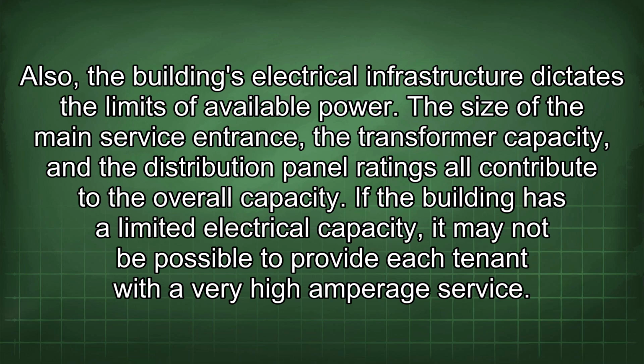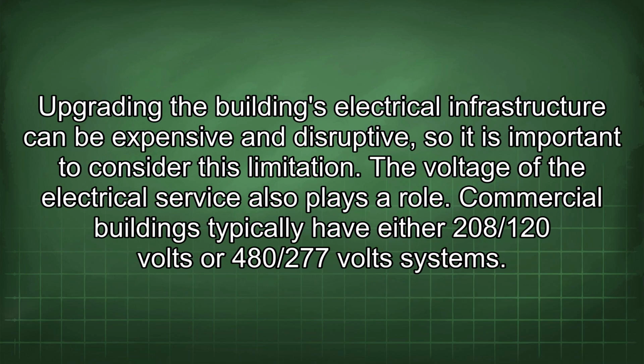Also, the building's electrical infrastructure dictates the limits of available power. The size of the main service entrance, the transformer capacity, and the distribution panel ratings all contribute to the overall capacity. If the building has a limited electrical capacity, it may not be possible to provide each tenant with a very high amperage service. Upgrading the building's electrical infrastructure can be expensive and disruptive, so it is important to consider this limitation. The voltage of the electrical service also plays a role.